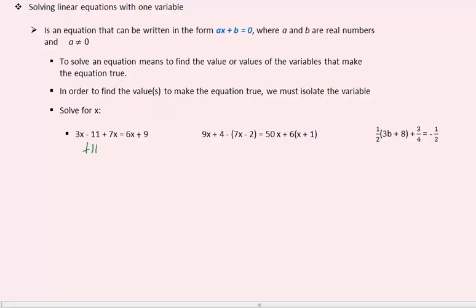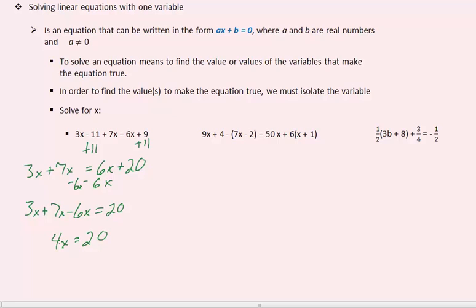So we can add 11 to both sides, which will give us 3x plus 7x is equal to 6x plus 20. Now we can subtract 6x from both sides, which will give us 3x plus 7x minus 6x is equal to 20. Now we can add up our common variables, and when we do so, we'll get 4x equal to 20. And to get x by itself, we can divide both sides by 4. And when we do so, we'll get a final solution of x is equal to 5.